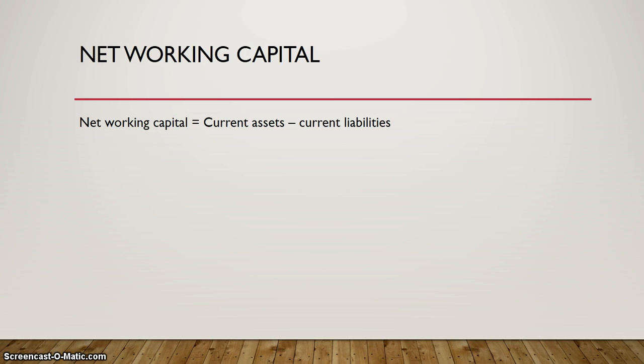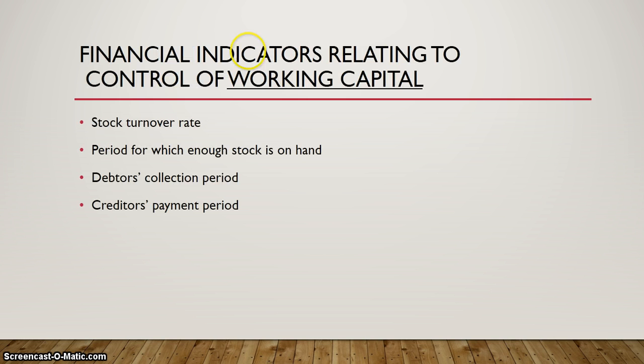So now let's look at those financial indicators which speak to my net working capital. Remember I said working capital, think about your stock, your debtors, and your creditors. So the financial indicators relating to the control of my working capital is the stock turnover rate. In other words, how fast is the stock being turned over in this business? What we really want is for our stock to be turning over at a rapid or at a suitable pace.